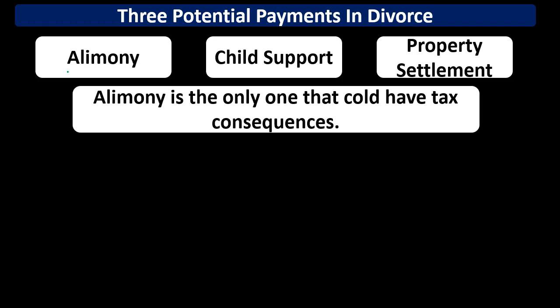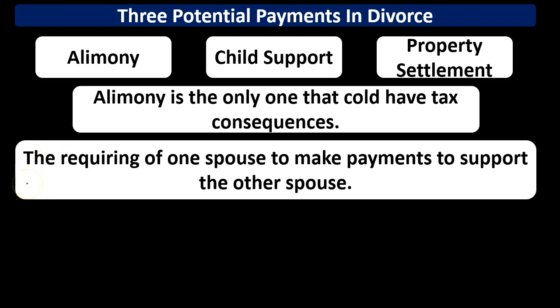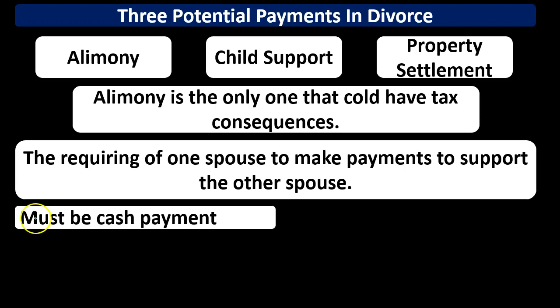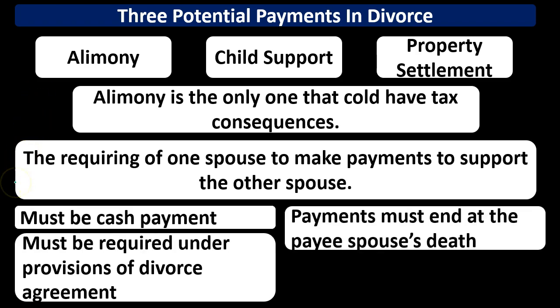But if they did so, then the person receiving the alimony usually had to record it as income. So alimony under the old rules had to be recorded as income. So the requiring of one spouse to make a payment to support the other spouse is what alimony is. So if it's going to be alimony, it's got to be paid in cash, must be required under provisions of the divorce agreement, and payments must end at the payee's spouse's death.